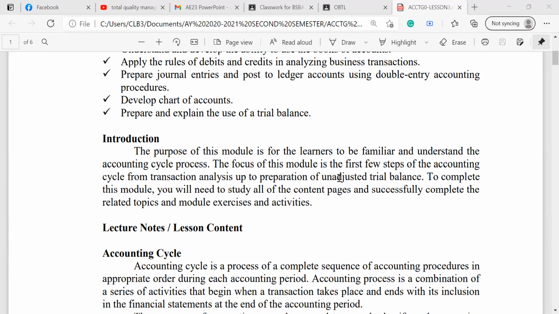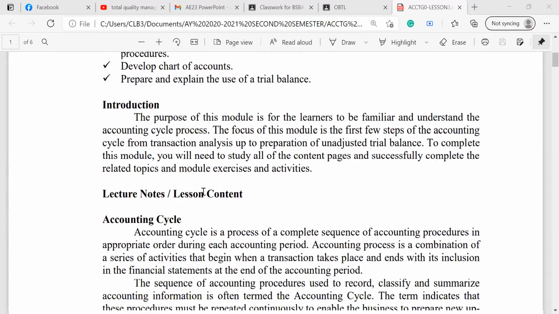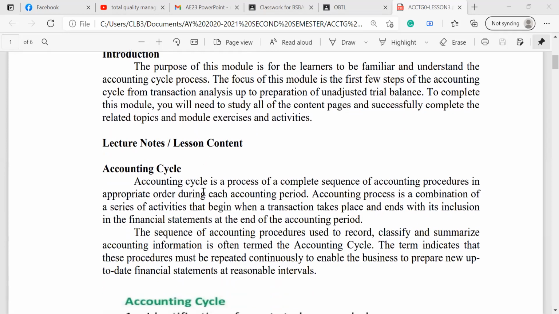This module is intended para maging familiar tayo sa accounting cycle process. Kasi basically, ang principles of accounting ay umiikot doon sa accounting cycle na yan. Okay? So, let's go directly to our lesson content, lecture notes. So here, first, accounting cycle. Pag-usapan muna po natin ang ibig sabihin ng accounting cycle.